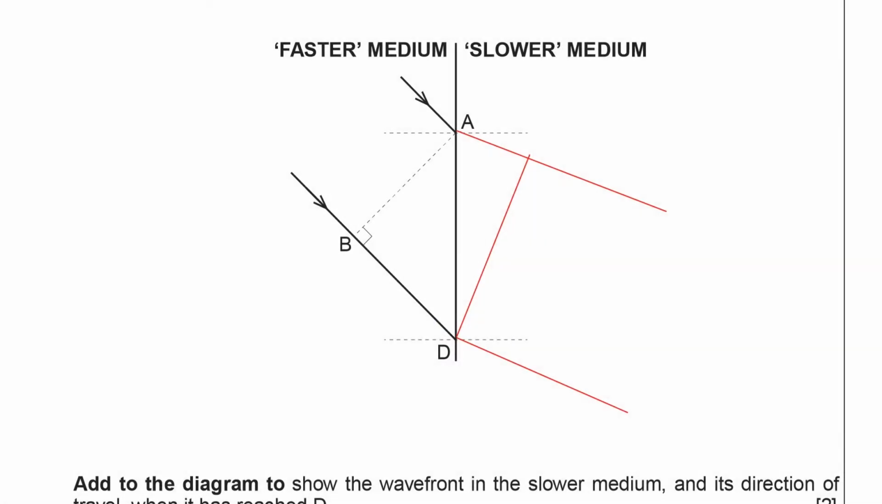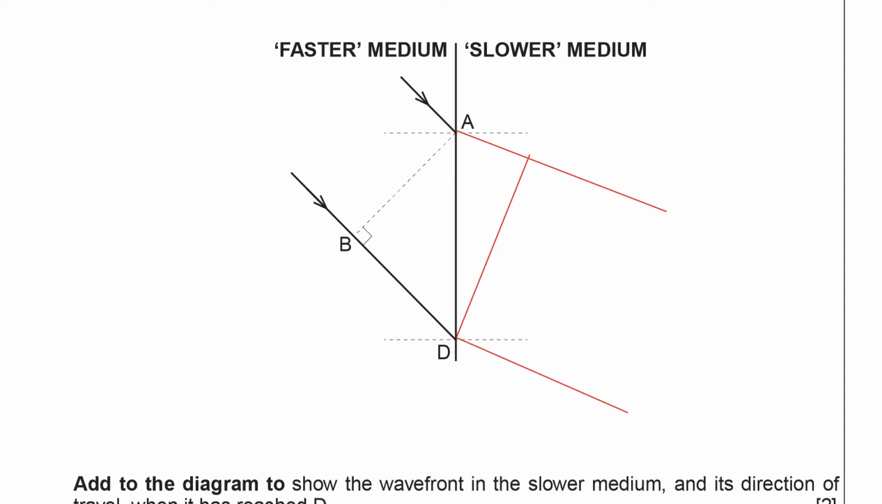This is another WJEC Unit 2 physics question, A-level physics on waves. This time it's question 3 from June 2017 and it's a question about refraction. We've got a wavefront AB about to enter a different medium in which it travels more slowly, and the direction of travel of the wavefront was also shown.